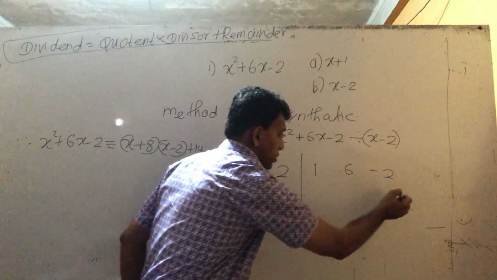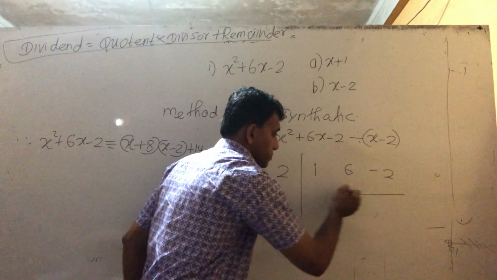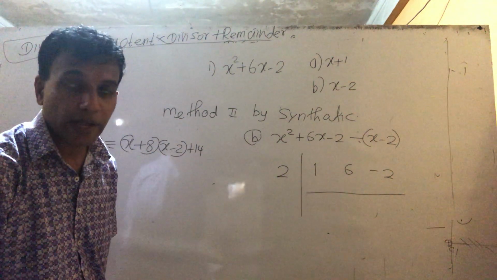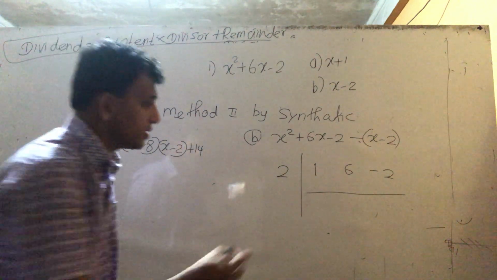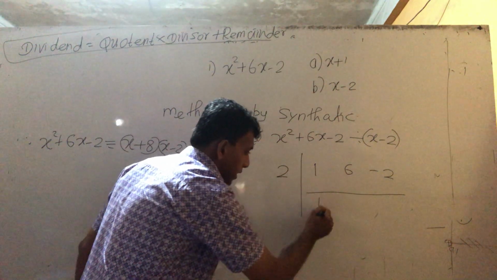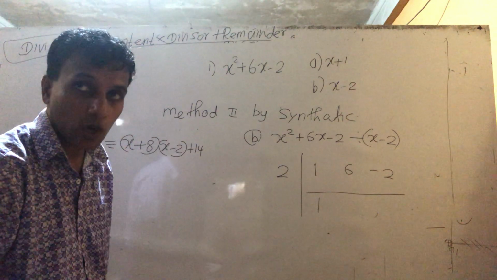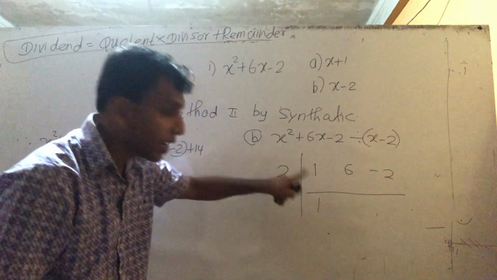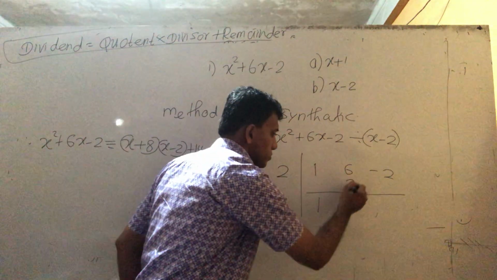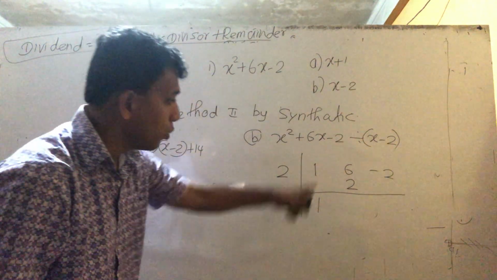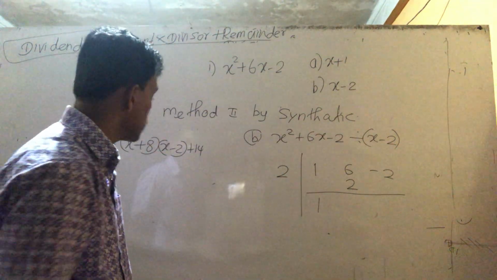Now, I'll put an underline like this. Now the idea is, write this one down. Write 1 down. Now you multiply 1 times 2, that's 2. Now add this to 6, and 2 plus 6 is 8.